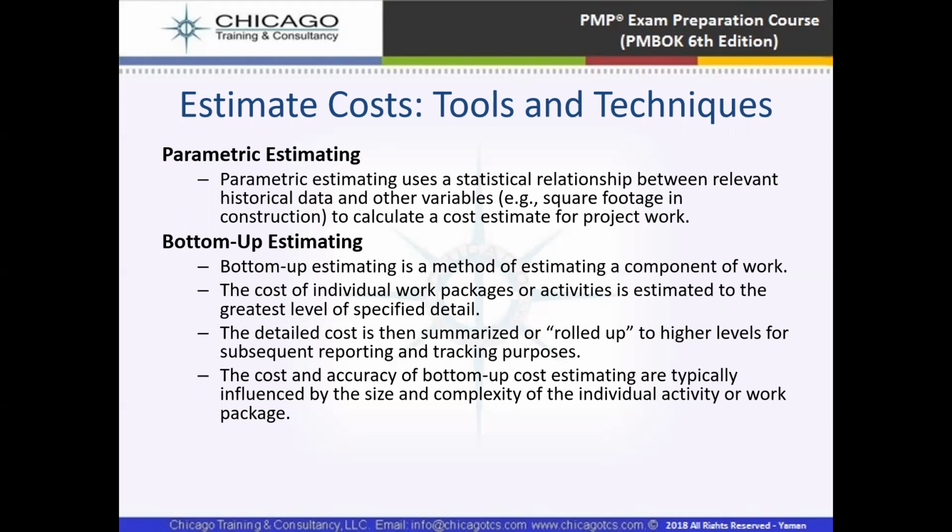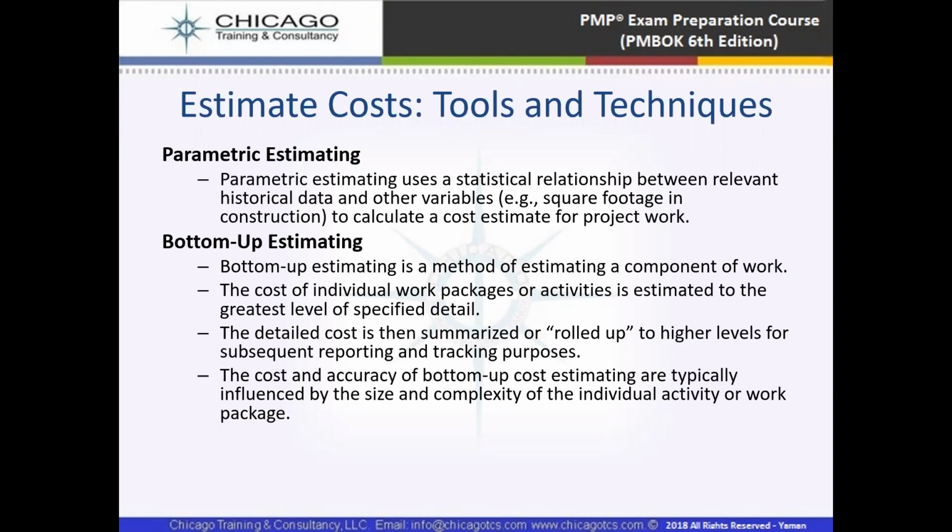As I discussed before, in analogous estimation we estimate the cost based on previous similar projects. But here we will estimate the cost based on previous similar projects and add statistical information. We will add statistical formulas to estimate the cost, for example, the square footage in construction. Okay, and then there is bottom-up estimation.